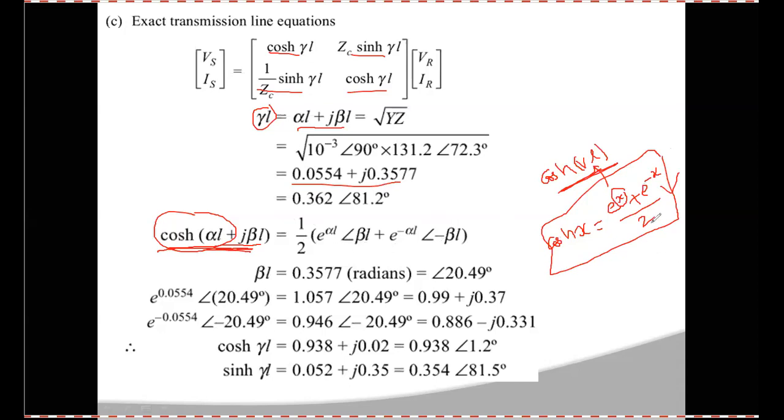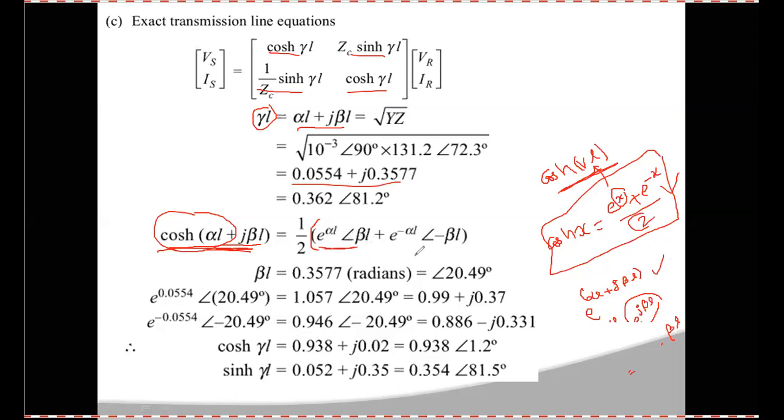So then how can you write this? The 1 by 2, you keep aside. Then the term e power x here is nothing but e power (αL plus jβL). This can be written as e power αL into e power jβL. Now e power jβL can be written as an angle of βL. So that means you get e power αL at an angle of βL.